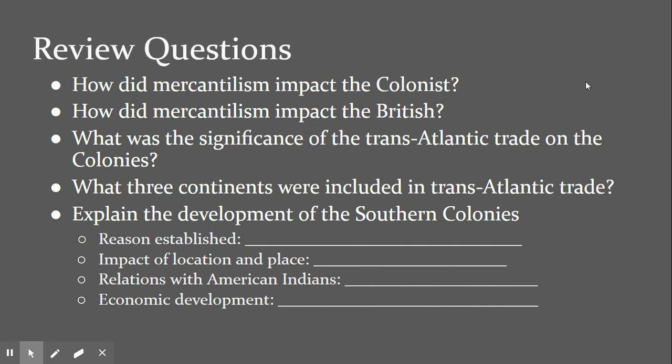Explain the development of the southern colonies. So the reason it was established at first was to find gold. It didn't work out. The impact of the location was because we found rich soil and we had longer growing seasons, and so we could plant more stuff. Relations with the Indians were bad, and the economic development was mercantilism. We were able to trade our raw materials to England.